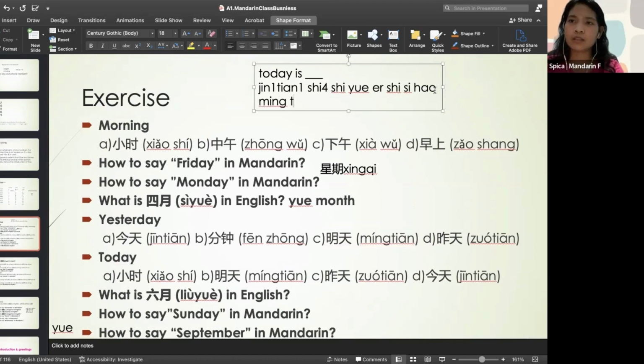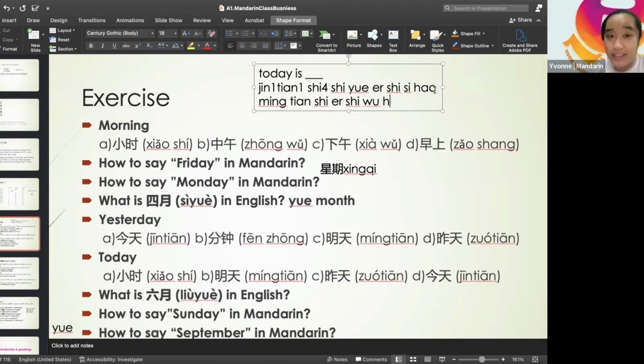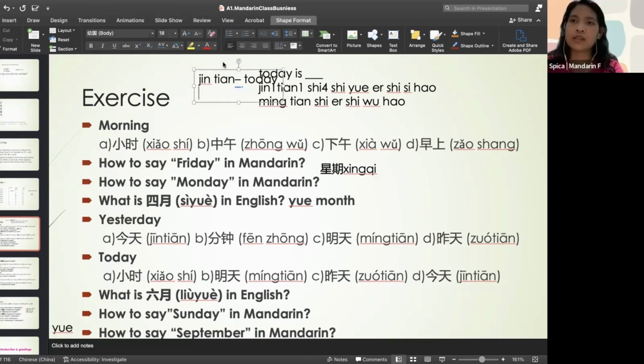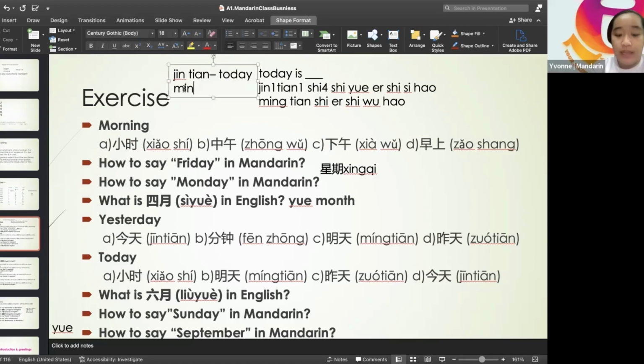明天, and then the verb "is". What is the word? 是. And then 25th. How to say 25? 25. Then the word is 号. Okay, perfect. 明天是25号. Tomorrow is the 25th. 明天是25号. So now we will do a short recap. 今天 is today, and then 明天 is tomorrow.